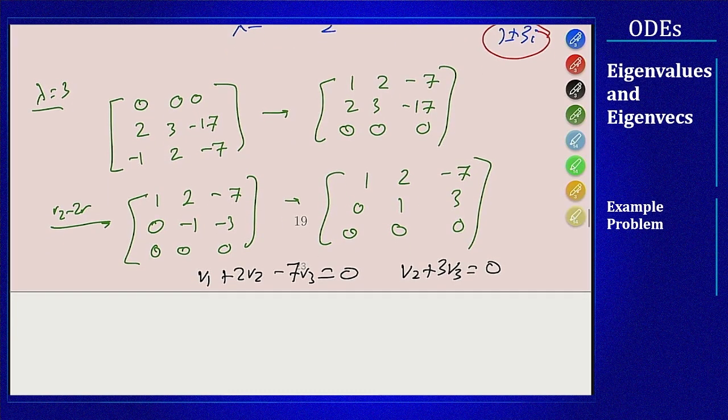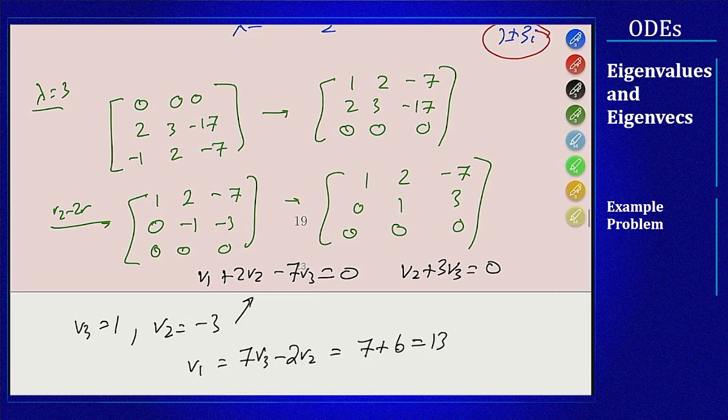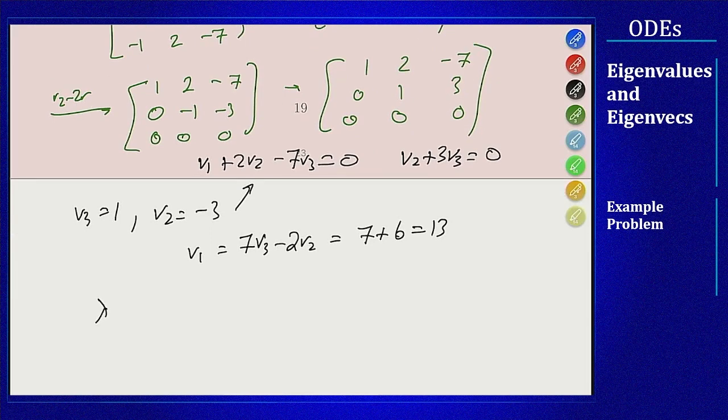In this case, I can choose v3 to be 1. v2 is then negative 3, and plugging those into my previous equation, v1 will equal 7v3 minus 2v2, or 7 plus 6, or 13. So with that, we get our eigenvector. For lambda equals 3, the eigenvector that we get is 13, minus 3, 1. Now, for the complex eigenvalue, we're going to choose the 1 plus 3i version.